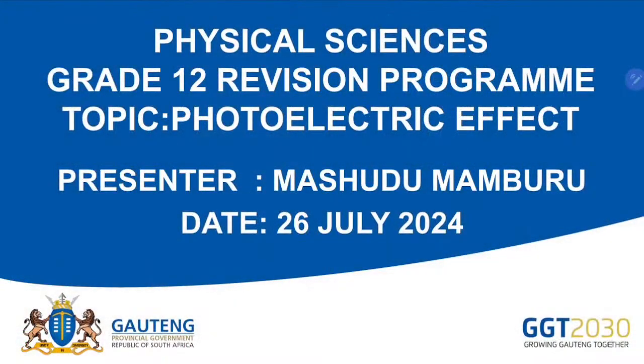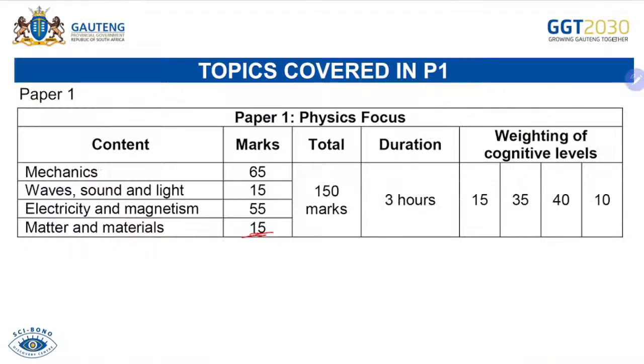As you can see, our topic for the day is photoelectric effect. So this is your last question for paper 1. I'm hoping that we'll work through it and you'll gain even more confidence on the topic. It's part of matter and materials, the last topic, which now has knowledge area been given 15 marks. That is 10% of the paper.